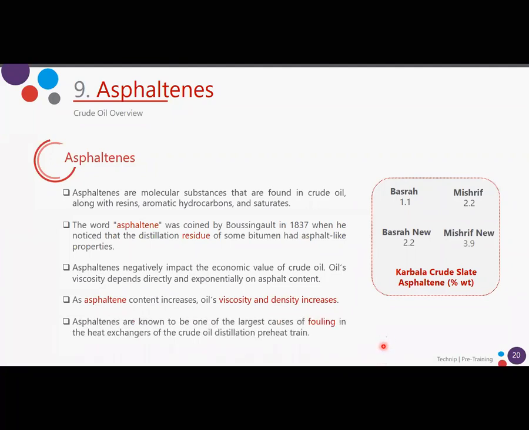The asphaltenes are known to be one of the largest causes of fouling in the heat exchangers of the crude oil distillation preheat train. We will see in the next session this preheat train and its importance in the refinery for lower energy consumption. So this is the last slide for this presentation. If you have any questions, otherwise we will move to the last presentation, called hydrocarbons.